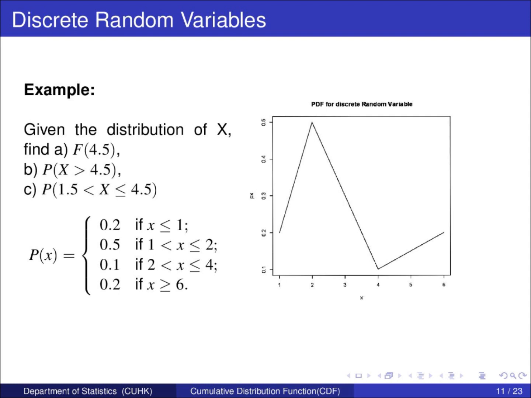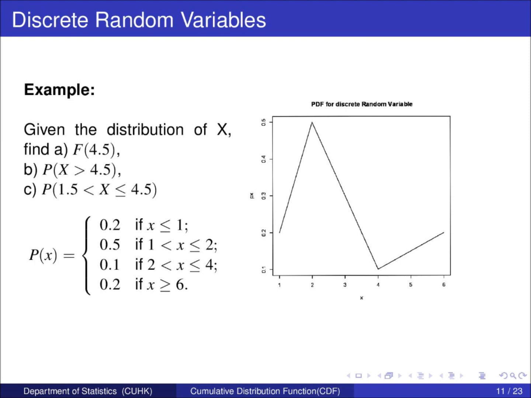We are given the distribution of capital Fx such that if x is smaller than or equal to 1, the probability equals 0.2. If x is larger than 1 but smaller than 2, the probability equals 0.5. If x is larger than 2 but smaller than or equal to 4, the probability equals 0.1. And if x is larger than or equal to 6, the probability equals 0.2.